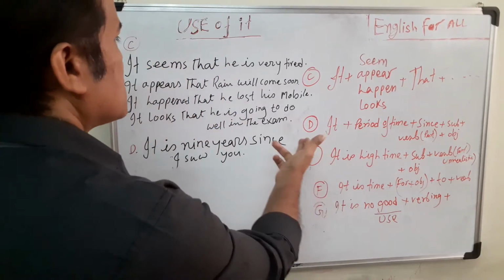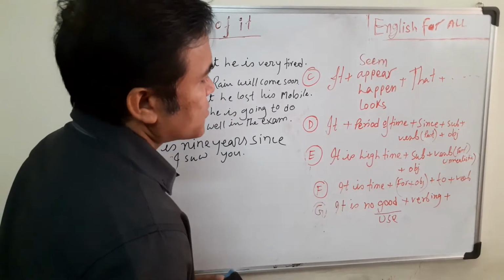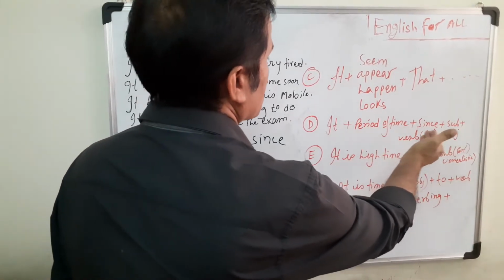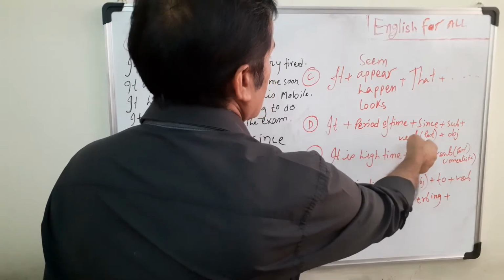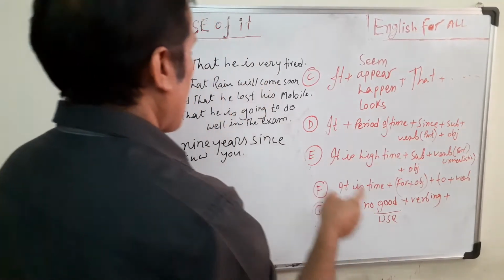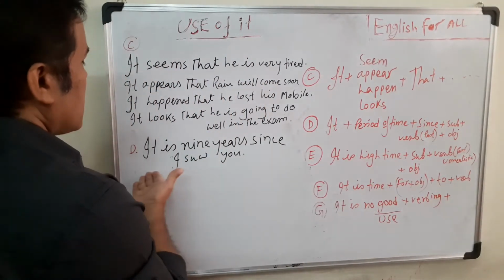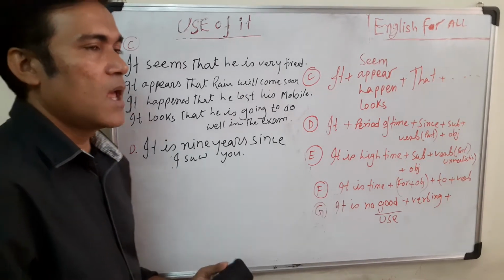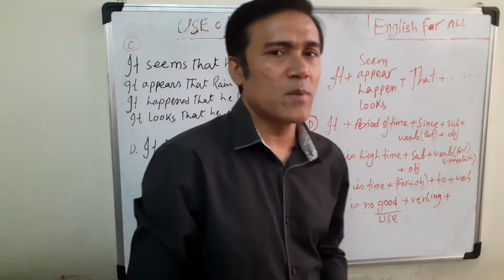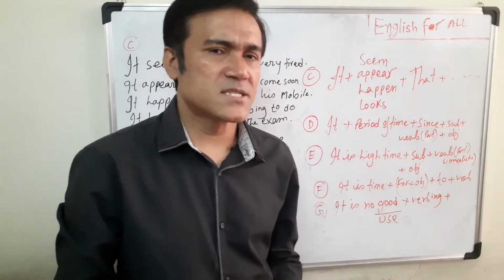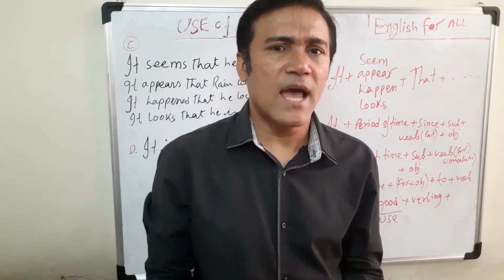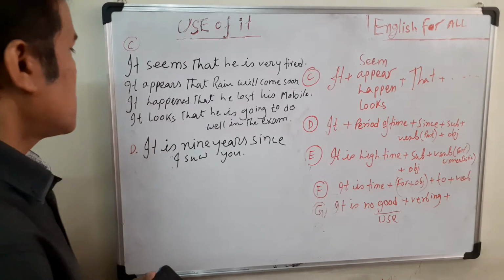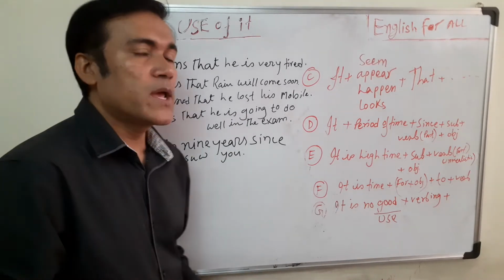Then go to the second structure. It plus period of time plus since plus subject plus verb past form plus object. You can make a sentence like this: it is 9 years since I saw you. I last saw you 9 years ago. Or you can say it is 10 years since we met together.